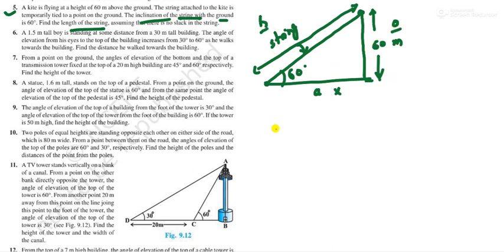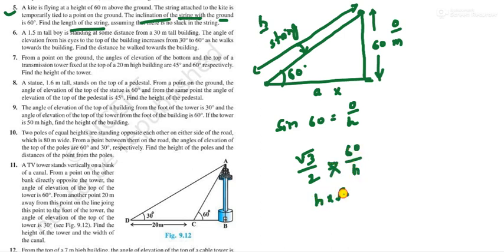So which formula? O and H? Yes, you are right. Sine 60 is O by H. Sine 60 is root 3 by 2, which is equal to 60 by H. Do the cross multiplication. H into root 3 is equal to 60 into 2, that is 120. Right? Any doubt? No.